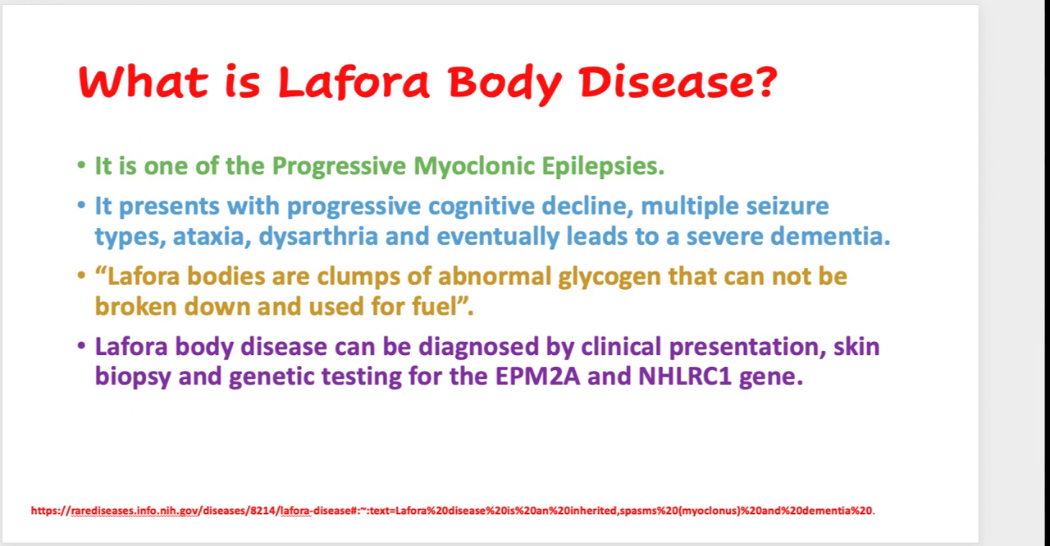Occipital lobe seizures and myoclonic seizures are the frequent seizures early on, but then you also start seeing frequent tonic-clonic seizures and atypical absence seizures. As the disease progresses, the child starts presenting with ataxia, dysarthria, and this all eventually leads to a severe dementia. Most patients do not survive beyond 25 years of age, but there are cases that survive much longer than that.